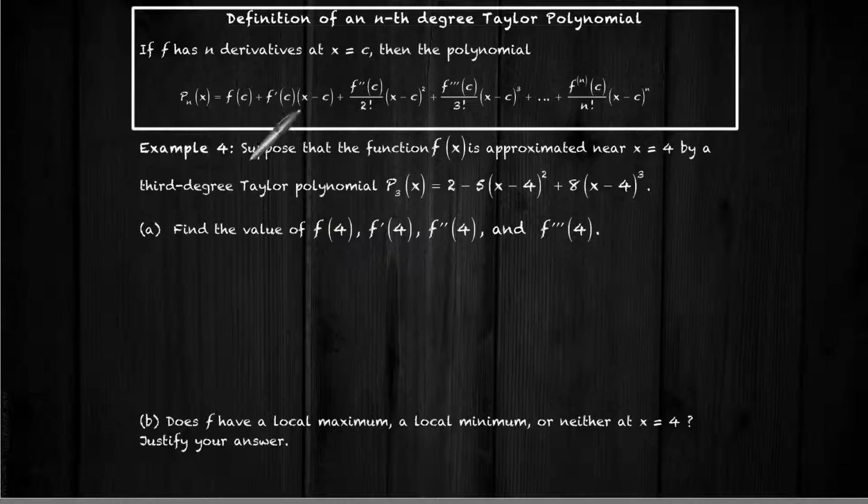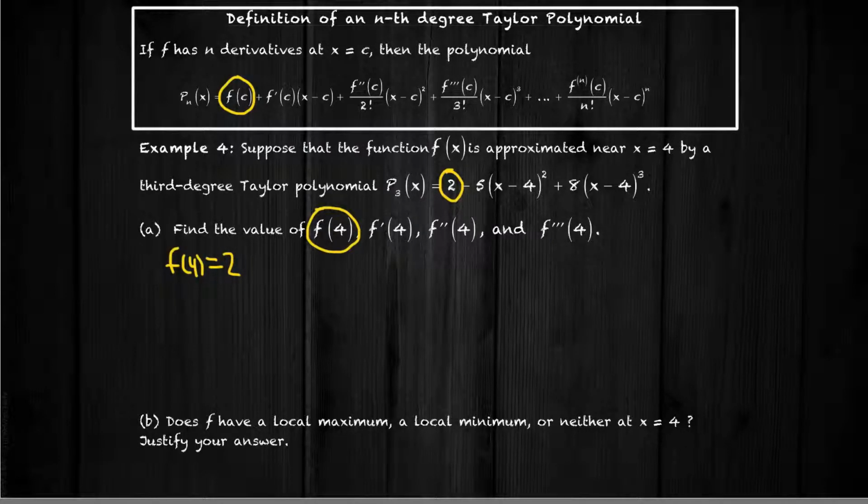Okay, this next problem, example 4, can be a little tricky, but let's see if we can work through it. We're basically now going backwards from the problem that we had before. They're giving us the third degree Taylor polynomial centered at x equals 4, and it says find the value of f of 4, f prime of 4, f double prime, and f triple prime. Well, f of 4, let's just circle that. That is going to relate to this term right here. So f of 4 is simply 2.